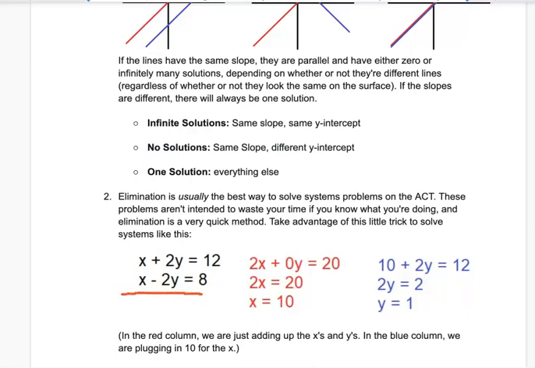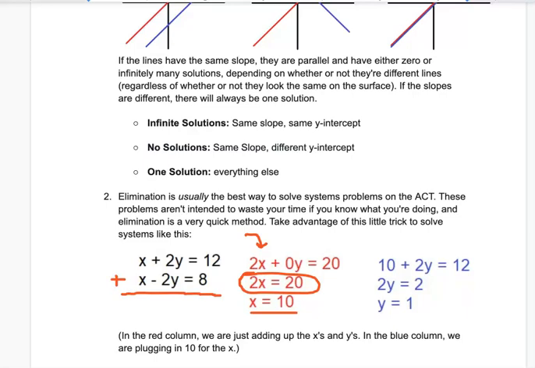Elimination means we're going to get rid of one of the variables. In this case, what we'll do is add these equations up. We get x plus x, which is 2x, and 2y plus negative 2y is 0y, and 12 plus 8 is 20. So we end up with just 2x equals 20. And at that point, it's really easy to see that x equals 10.